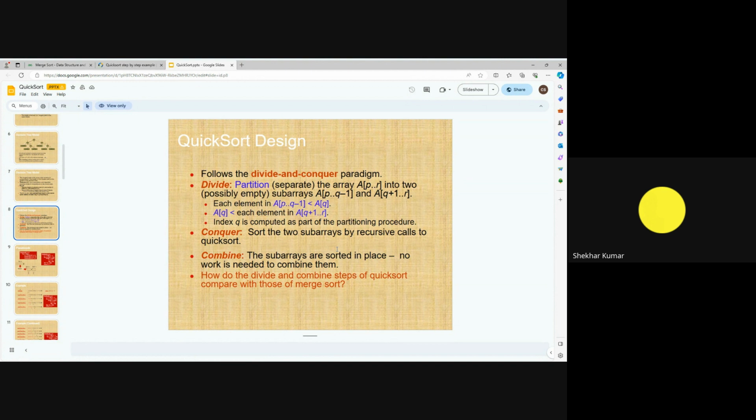So there is no need for a combination or merging step, because there is no need of any extra space since it is an in-place algorithm. So this is the divide and conquer approach of the quicksort algorithm. I'm also sharing one example of quicksort.